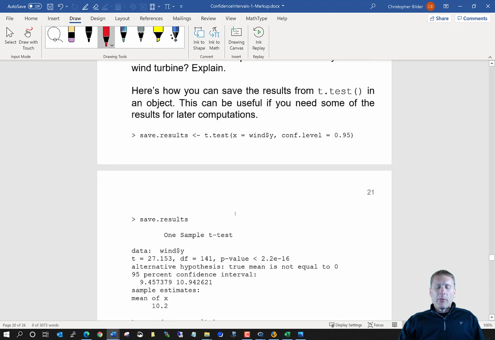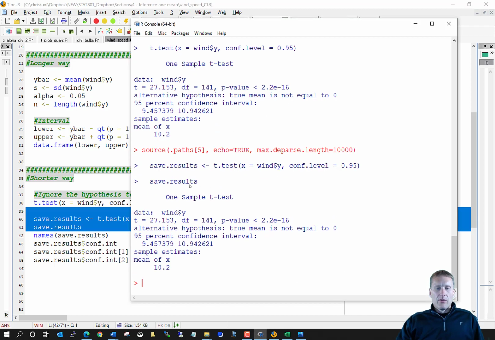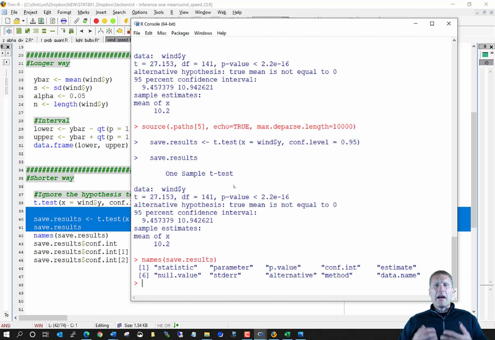Okay. Now, let's look at how we can save the results from t.test so that we can maybe use those results at a later time. Now, t.test actually produces a lot more information than what was displayed to the screen. And if we say save.results gets the results from t.test, we can just type save.results and we see basically a summary of what's in there. But if we say names of save.results instead, now we have a list of all the items that are actually in there.